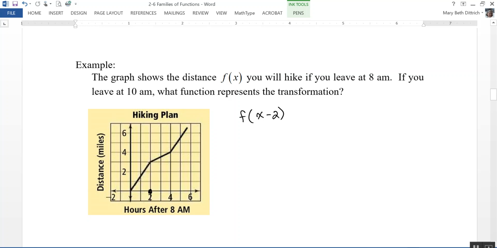Then I would take each of those points and move it 2 to the right, and so my graph would look something like this. And again, that's translated 2 units right.